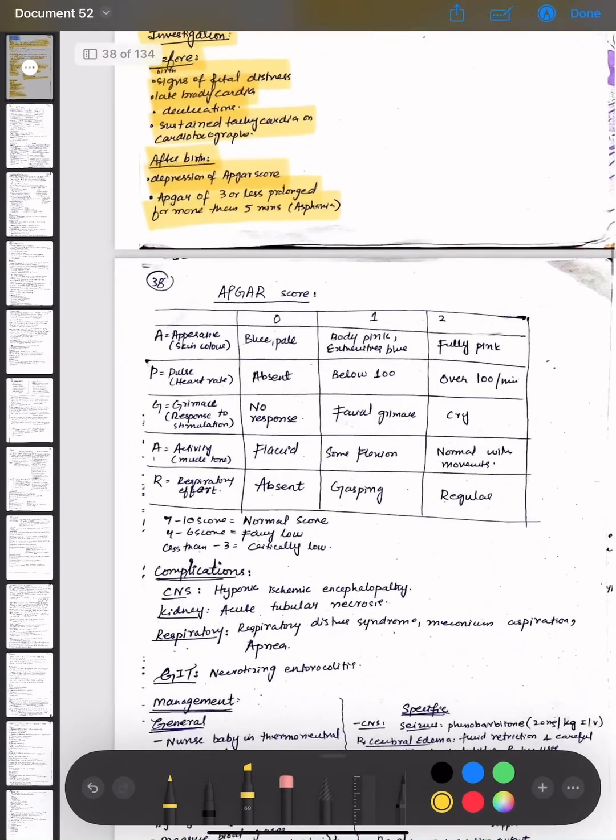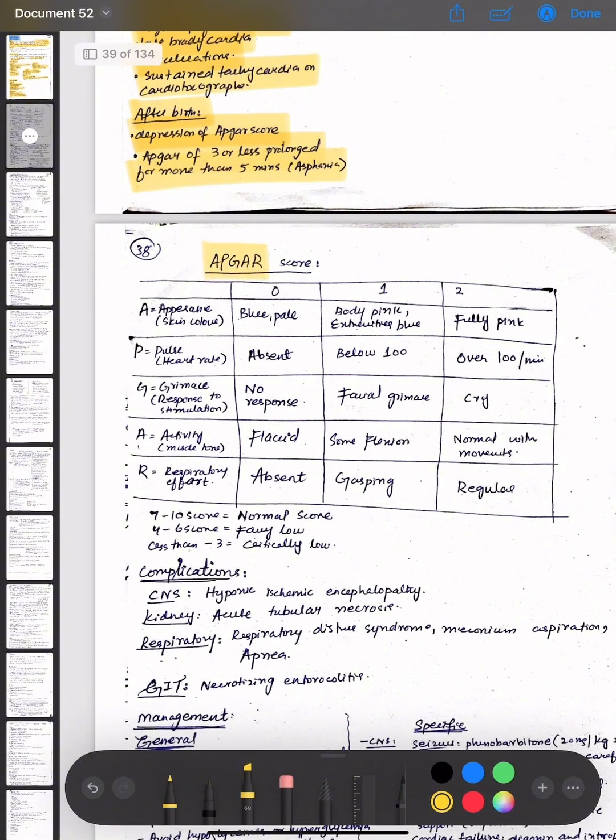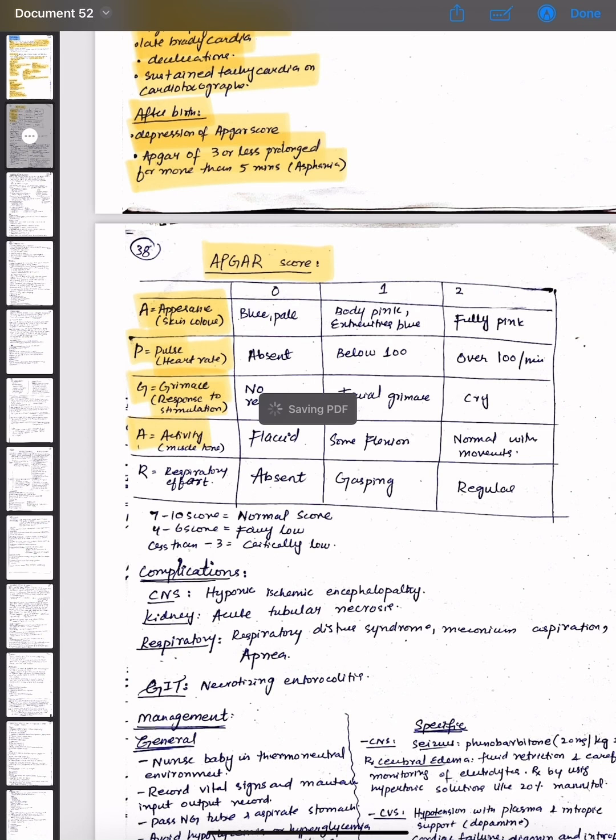So this is the Apgar score. A is appearance, that is skin color. P is pulse, that is heart rate. G is grimace, that is response to the stimulus. A is activity, that is muscle tone. R is respiratory effort.